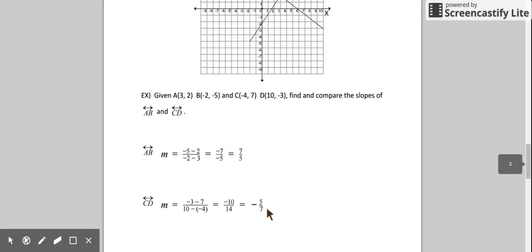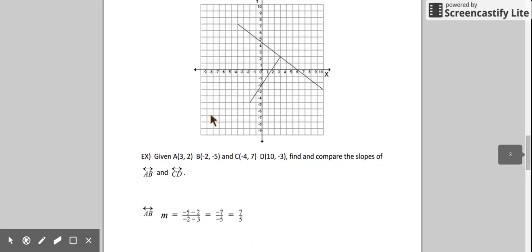So now let's compare those slopes. They're not equal. Perpendicular lines don't have equal slopes. Let's see what they do have here. How do they compare? 7/5 and 5/7 are what's called reciprocals. If I flip 7/5, I get 5/7. 7/5 is positive, but 5/7 is negative. We call that opposites. So these slopes seem to be opposite reciprocals of each other.